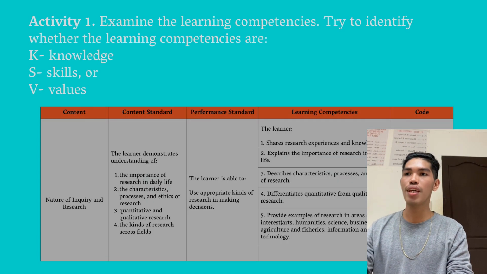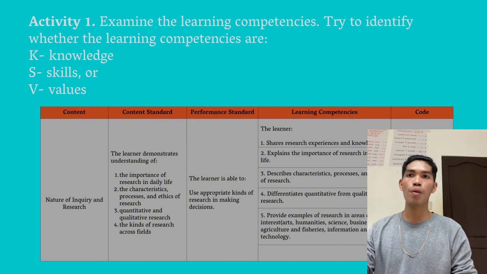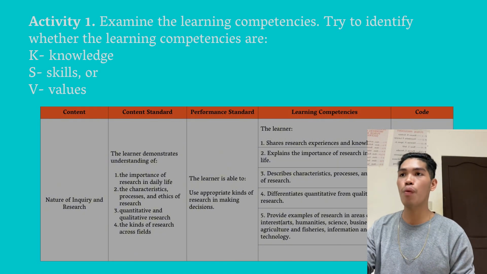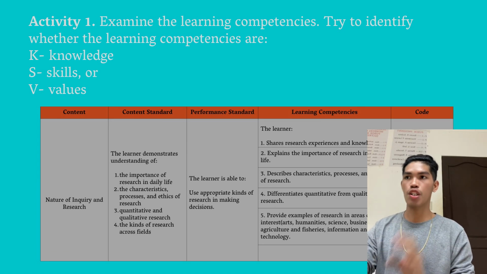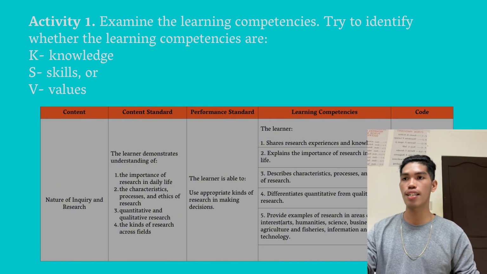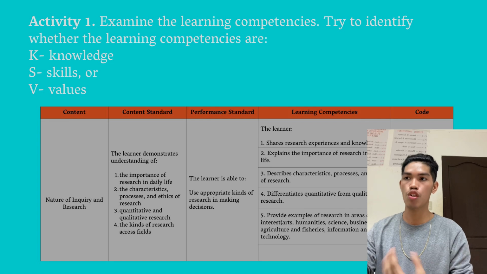So moving on, we have here examples or activity that we can examine based on our learning competencies. At this point of time, we shall try to identify whether the learning competencies belongs to knowledge, skills, or values. So we have here the different kinds of content standard. So we have here the content, the nature of inquiry and research.